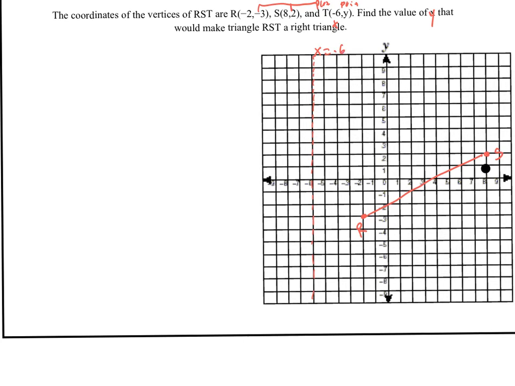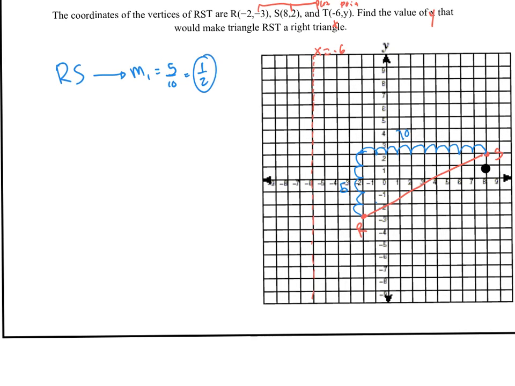So we do exactly what we did last time. We're going to count the slope of RS. We go up 1, 2, 3, 4, 5, and over 1, 2, 3, 4, 5, 6, 7, 8, 9, 10. So our slope is 5/10, which reduces, because we always reduce it, to 1/2.